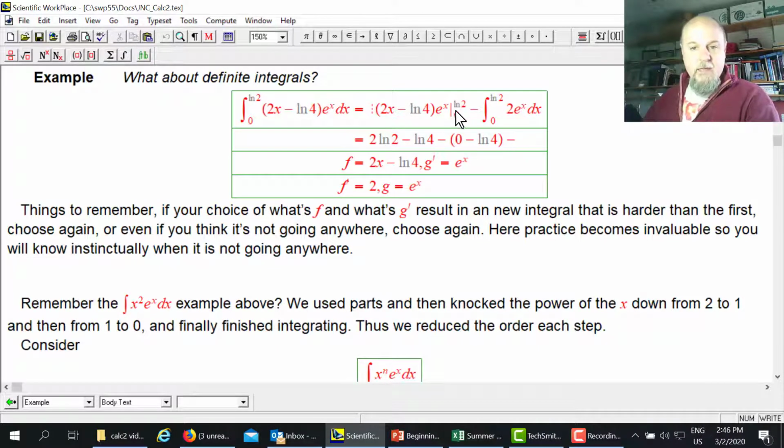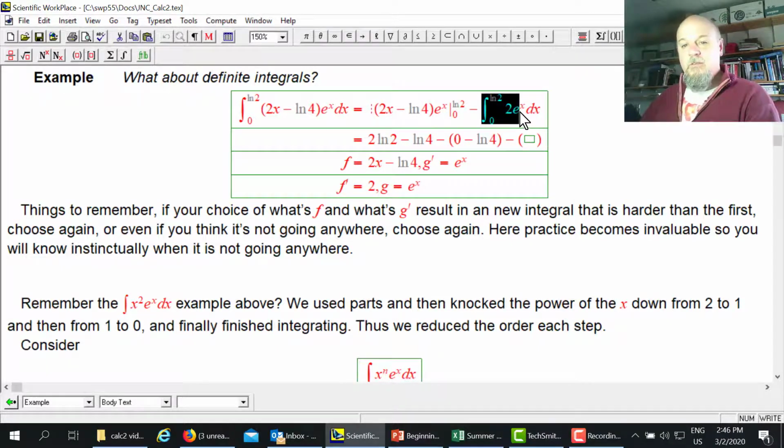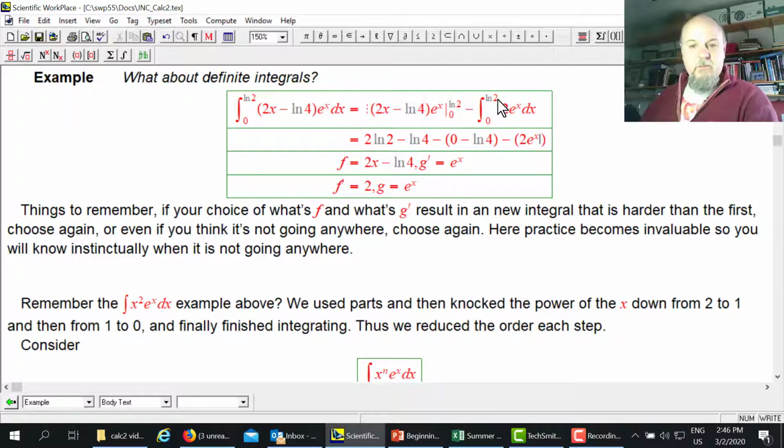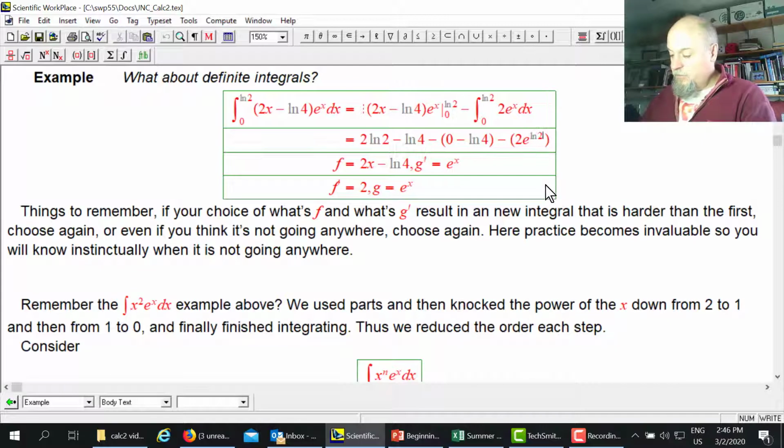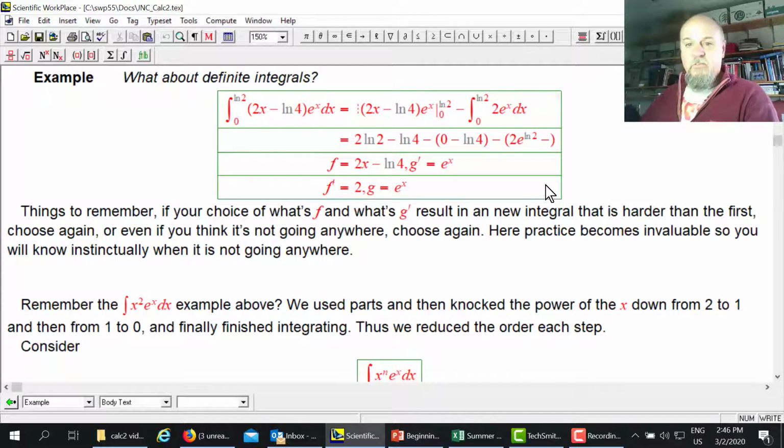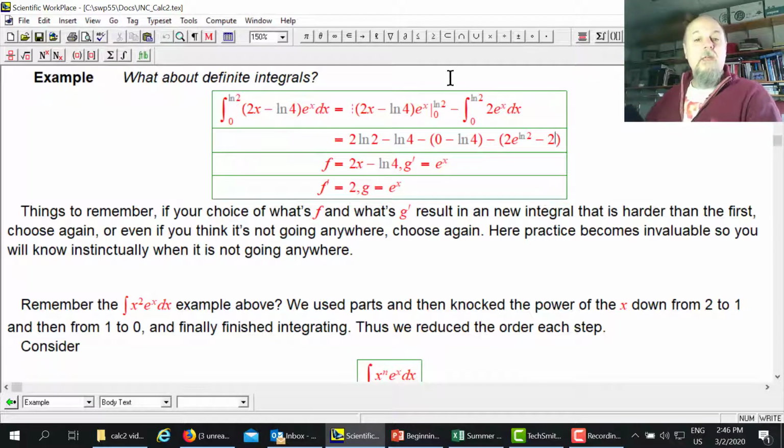So I've taken care of this piece here. Now I have to minus this integral. So let's just work inside this bracket. If I integrate 2 to the x, I get 2 to the x. If I integrate 2e to the x, I get 2e to the x. But now it's going to be sub in the top, so for x, sub in ln 2, minus sub in 0. E to the 0 is 1, so that's just 2.